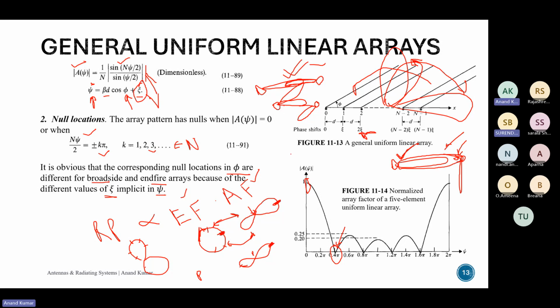Also, based on the null locations, is there any possibility of generating grating lobes?